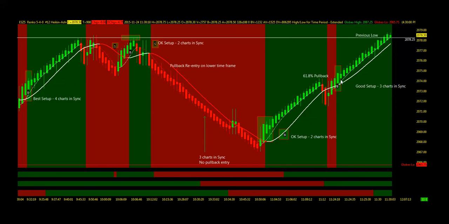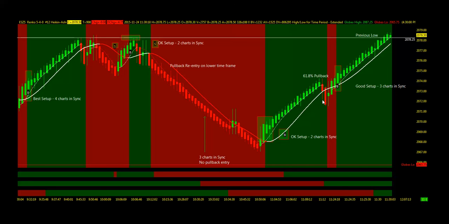3 charts are in sync this time. I got price action above the 144. So again, while this worked out really great and it was a nice entry from the bottom, it wasn't the best entry for me, especially when price action bounced off that 61.8. And for me, I have no idea what's going to happen to the right of the chart.